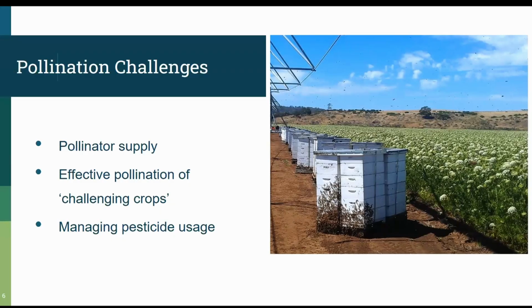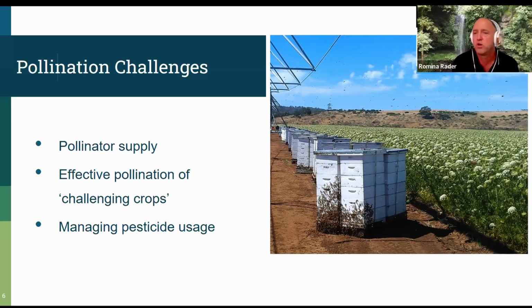Okay, so what are the challenges that we face pollinating these crops? There are three that I really want to talk about today. Supply of pollinators, first of all, the supply of managed pollinators. How we actually effectively pollinate crops that might have challenging physiology that may not be particularly attractive to pollinators. And one of the key ones is that, particularly in field crops, there are always going to be insect pests that we have to manage.